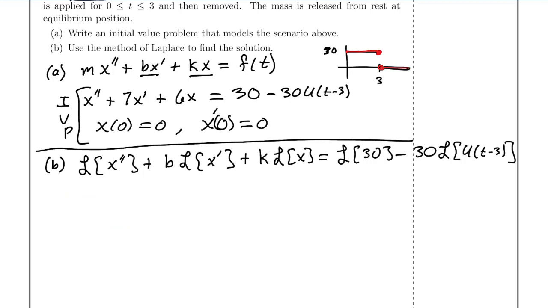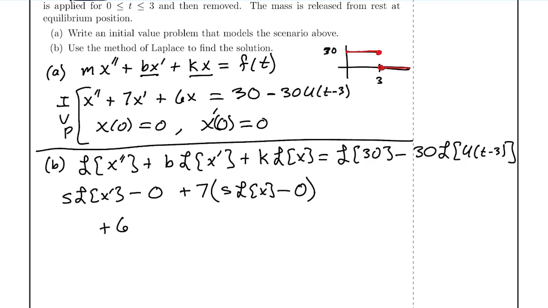When we do that, we're going to get what? This will be s L of x prime minus x prime of 0, but that's just 0. b was given as 7, so we have 7 times s L of x minus x of 0, but that was given at 0. And plus k, which is 6, so 6 L of x equals, and then maybe underneath here we can write L of 30.